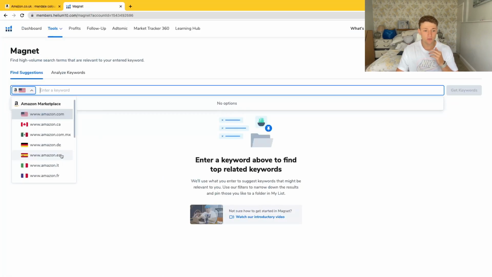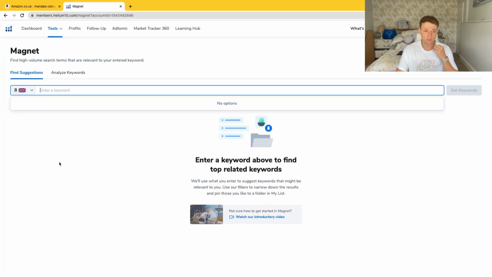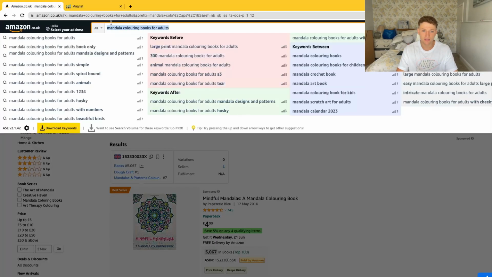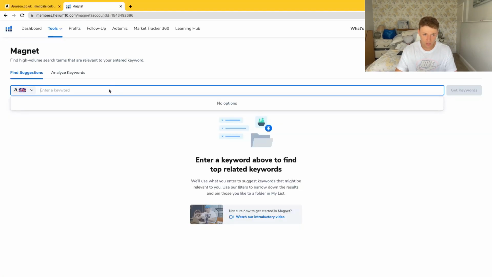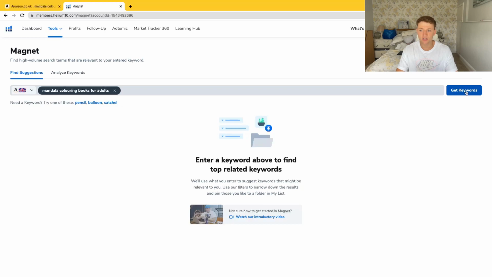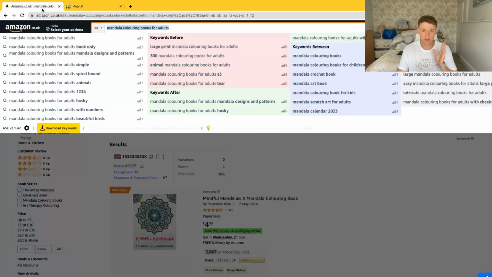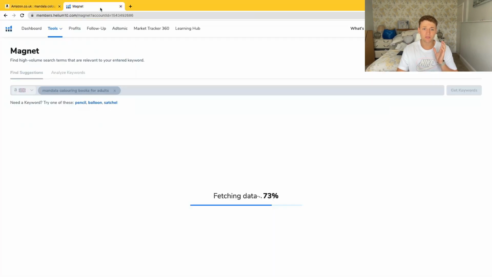So the first thing we need to do is go in here and find www.amazon.co.uk and then type in the keyword that we're looking for. Something like mandala coloring book for adults is the keyword that we're after here. So we are literally just going to pop this in and then press get keywords. And what Helium 10 is going to do is look into this search term on Amazon and find all of the related keywords associated with this main long tail keyword.